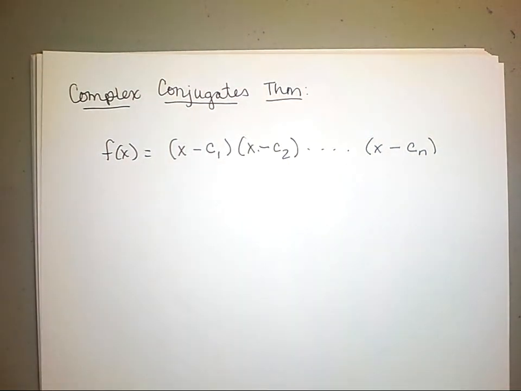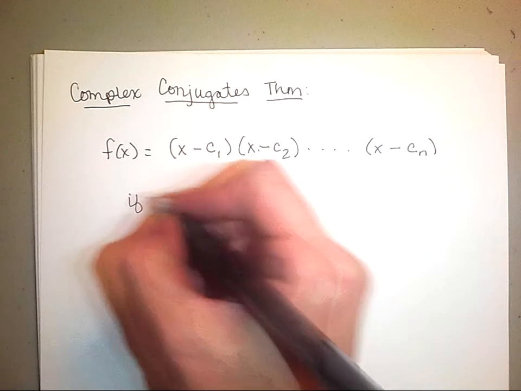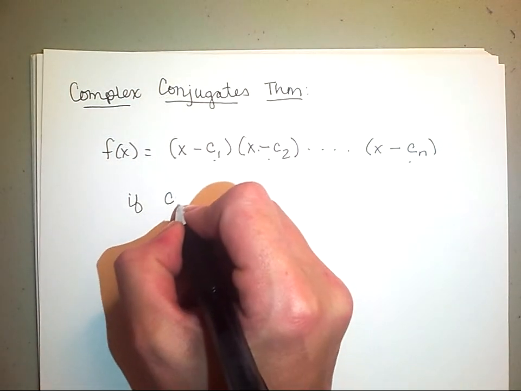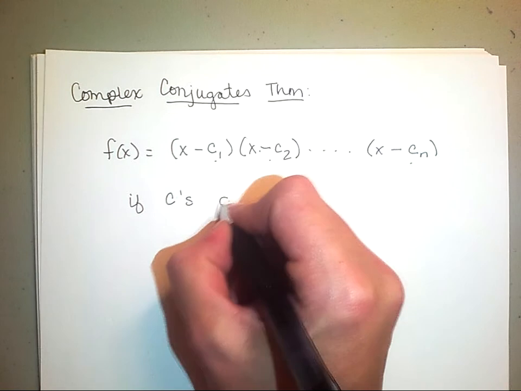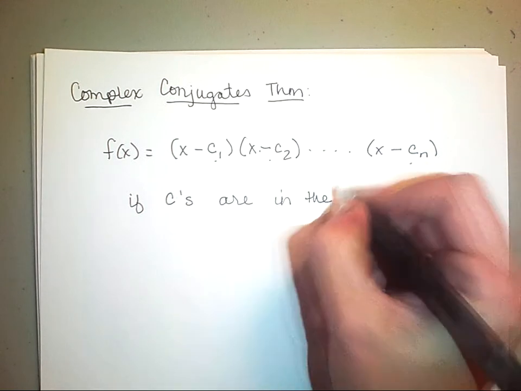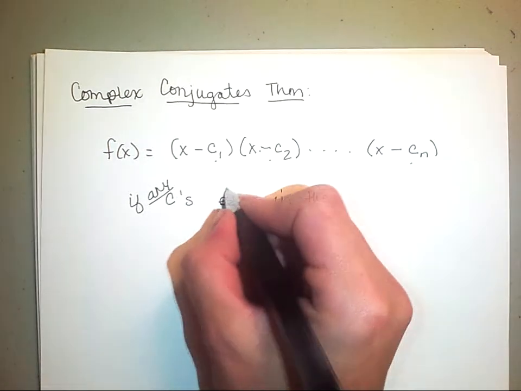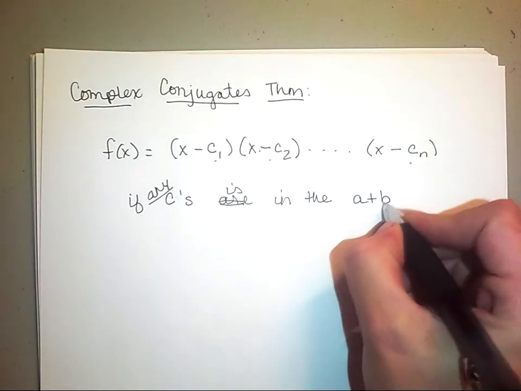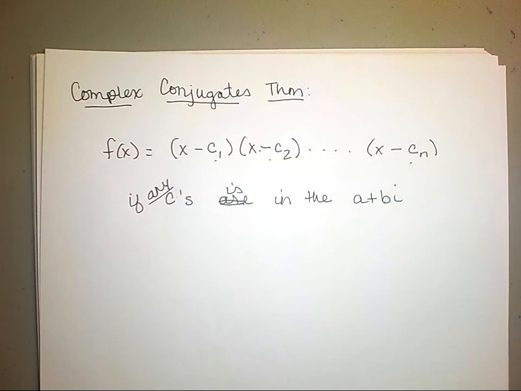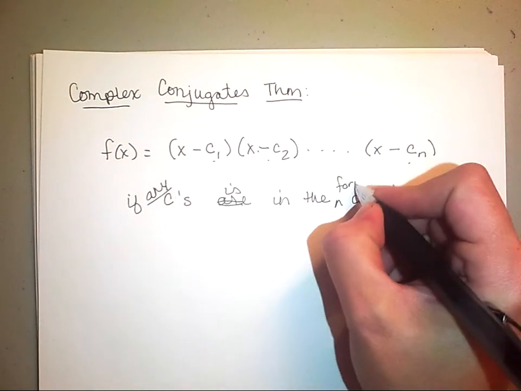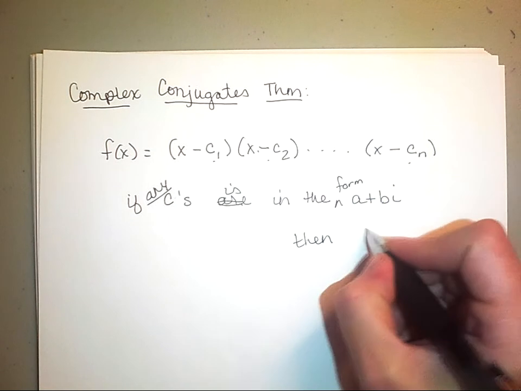Okay. But if any c, okay, let's be clear about that, if any c is in the form a plus bi, the way we're used to traditionally talking about complex zeros, then a minus bi will also be a root.